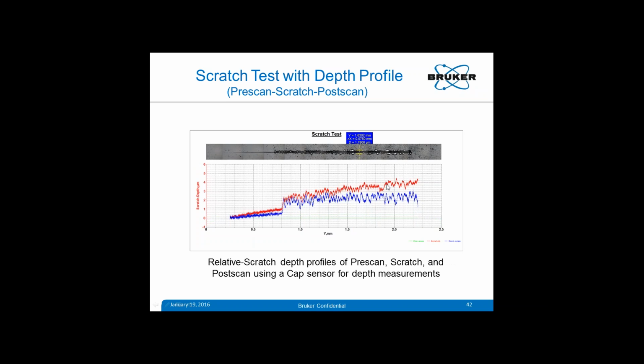This was during scratch, so the load was there, and there was elastic deformation. That's why this depth is more than after the post-scan, where the depth is only due to scratching. Scratch depth, you can see this. There is a jump here where the coating actually failed, and the coating was about 2 micron thick.